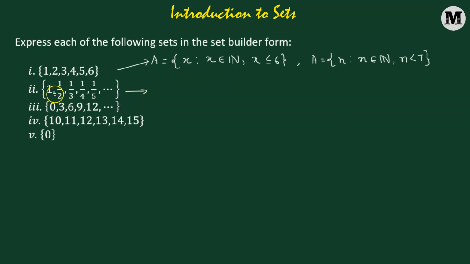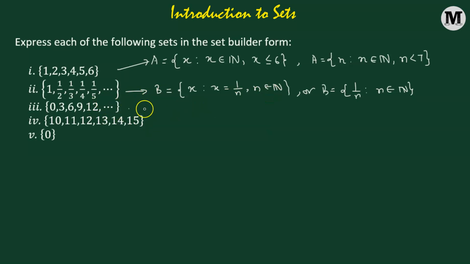So here what we have is a set containing the elements which are reciprocals of natural numbers. Now that means we can call it the set B. So set B is the set containing the elements x, such that x is given as the reciprocal of the natural number n, where n belongs to the set of natural numbers. And this is how we can express the given set B in the set builder form. Or we can also express it as B is the set containing the reciprocal of n, such that n belongs to the set of natural numbers. This is a more compact way of writing the given set in the set builder form.